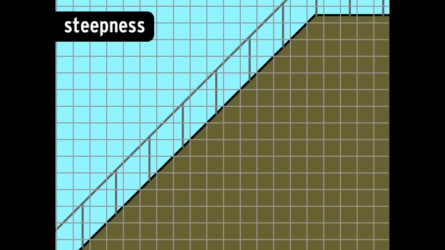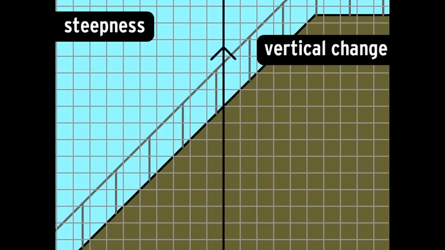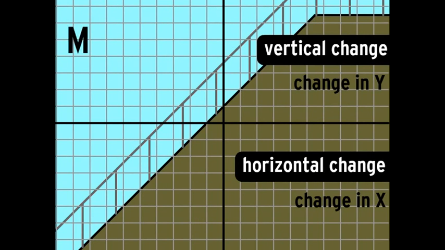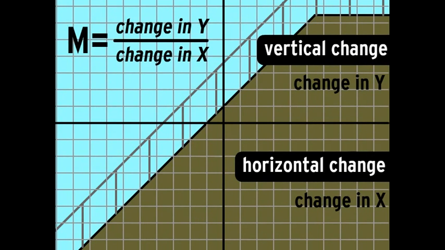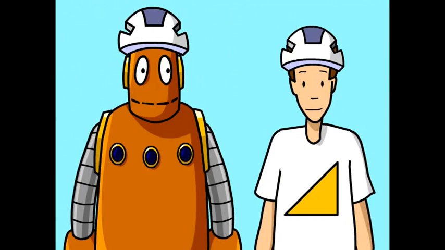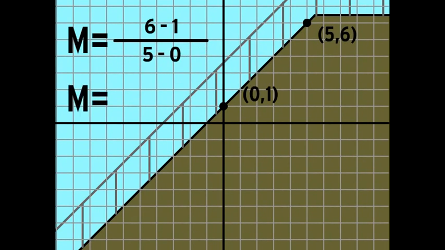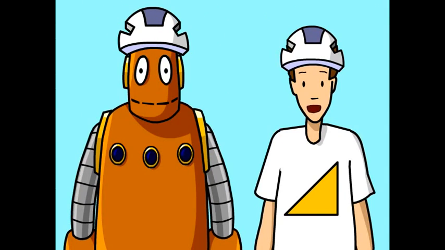A slope can be defined by its steepness, which you get by comparing its vertical change, or change in y, with its horizontal change, or change in x. Slope, or m, is equal to the change in y divided by the change in x. Right. Some people call that rise over run. Our 2 y values are 6 and 1, and our 2 x values are 5 and 0. The slope for this ramp is equal to the change in y, that's 6 minus 1, divided by the change in x, 5 minus 0. So the slope of this ramp is 5 over 5, or 1. You can find the slope of any line this same way as long as you know the coordinates of 2 points.